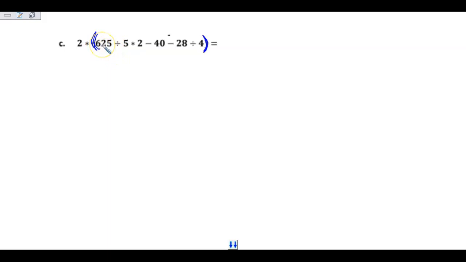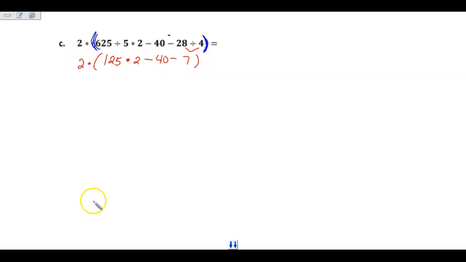And I'm going to take 625 and divide it by 5 first, because it is all the way over on the left. And when I take 625 and divide it by 5, I get 125. I'm going to bring down my times 2, minus, here's a lesser operation, and here's a lesser operation, and then we have a powerful one, so we have 28 divided by 4, which is 7. And then I'm going to bring those grouping symbols down.